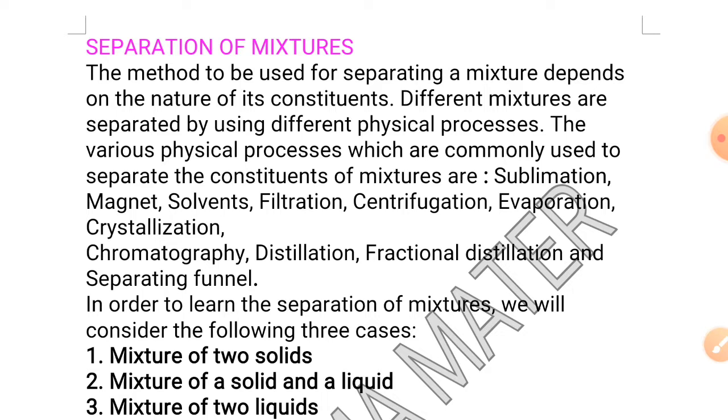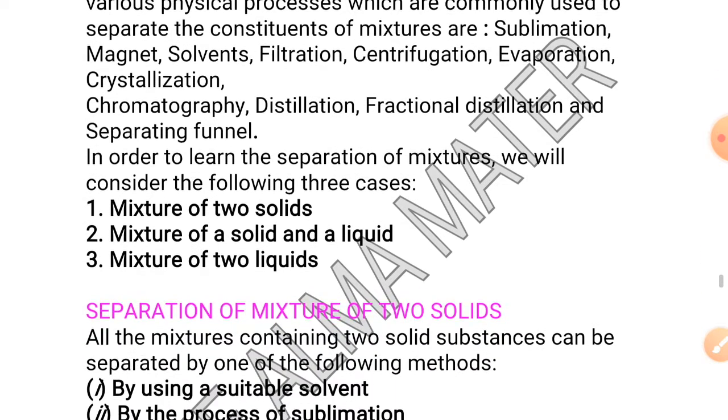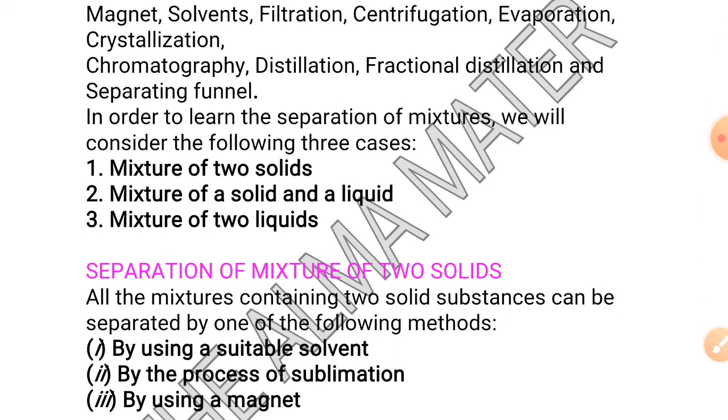The various physical processes commonly used to separate the constituents of a mixture are sublimation, magnetic separation, filtration, centrifugation, evaporation, crystallization, chromatography, distillation, fractional distillation, and using a separating funnel. So in this topic we will cover all these under three cases. First, mixture of two solids, mixture of solid and liquid, mixture of two liquids. Today we will understand how we can separate a mixture of two solids.